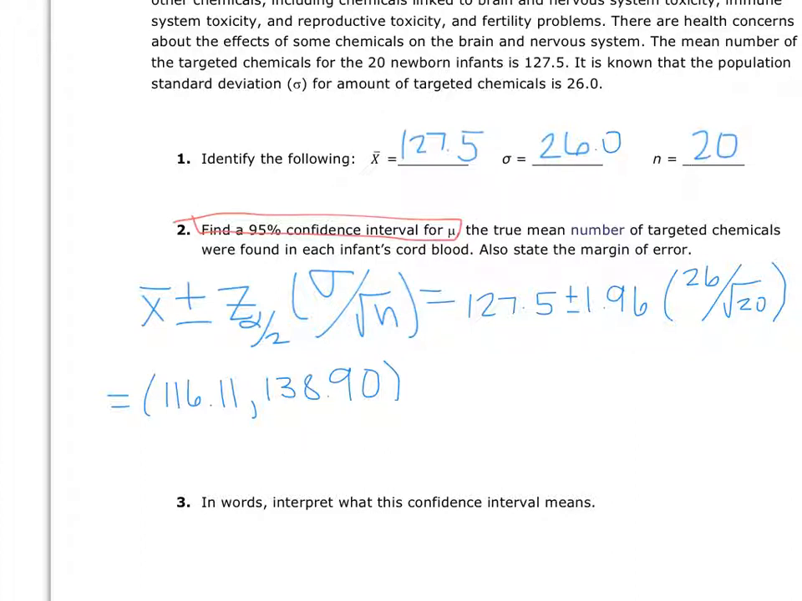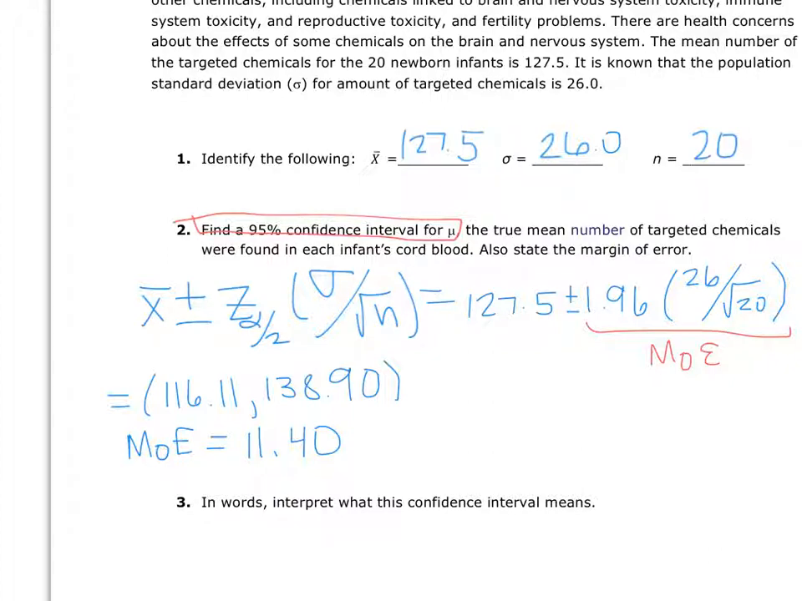The other piece that we want is the margin of error. Remember, that is just this right here. If we calculate that, we get 11.40. So that's the margin that we're giving ourselves on either side of the mean to account for the error that is naturally included in the sampling process.